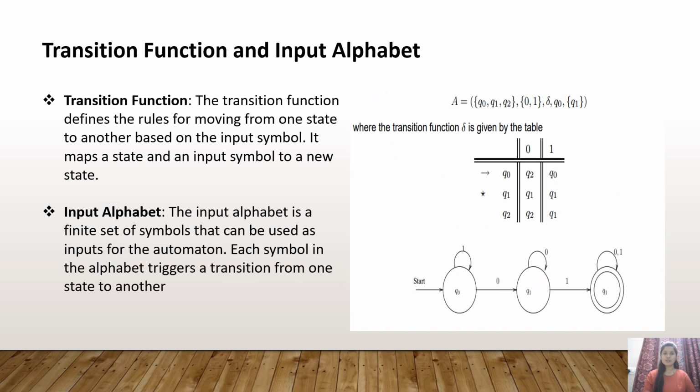Next, the transition function and input alphabet. Transition function: the transition function defines the rules for moving from one state to another based on the input symbols. It maps a state and an input symbol to a new state. Next is the input alphabet. The input alphabet is a finite set of symbols that can be used as the input for the automaton. Each symbol of the alphabet triggers a transition from one state to another.